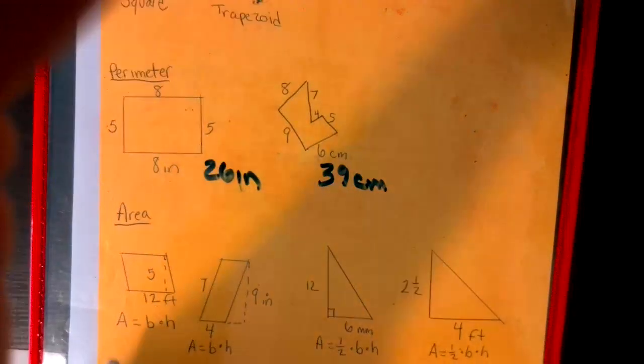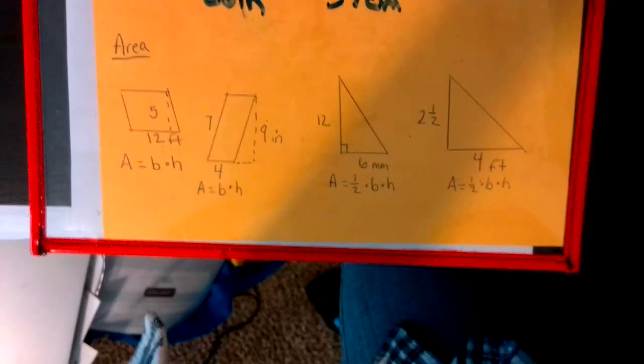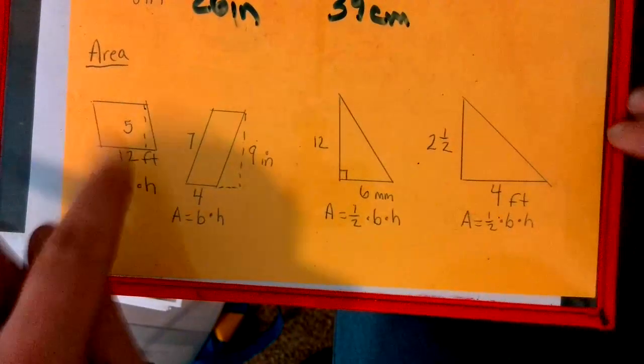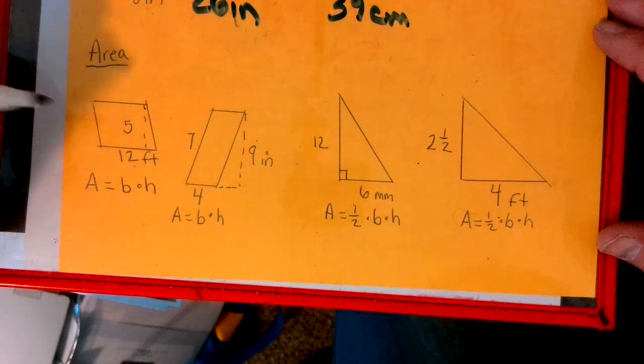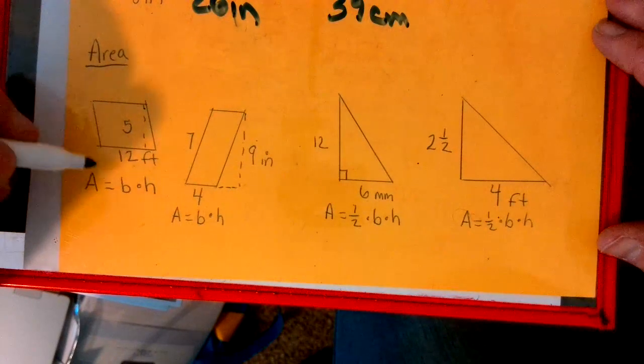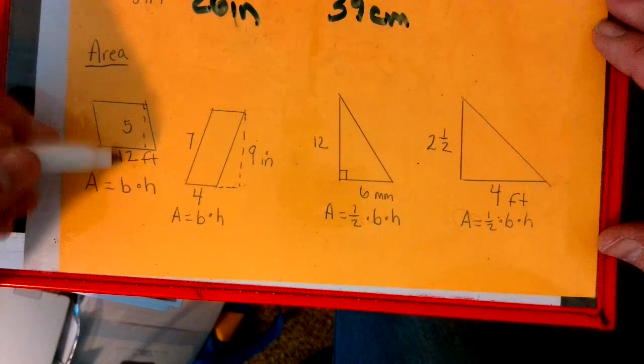Now, looking at the area. Areas have their own formulas. Okay, so the first one is a parallelogram. Area of a parallelogram of some kind. All you need to know is B stands for base, H stands for height. Base is what lies flat, height sticks straight up.